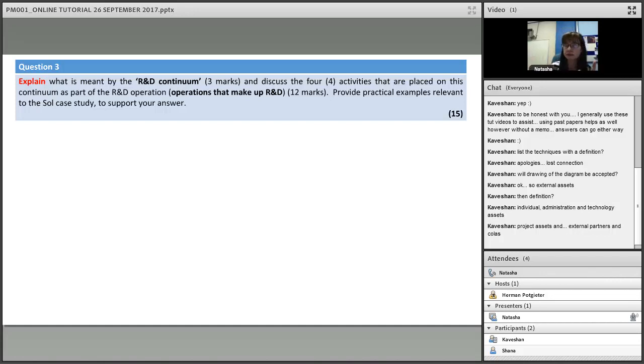Now, here's another part of the question. Provide practical examples relevant to the given case study to support your answer. Don't worry, you will get the case study. In this case, it was the Heineken Sol case study to support the actual question. So what I need to know from you is how are you going to approach this question? Kaveshan, over to you. Students, if you are watching this at a later stage, take some time to fully understand what you are going to do when you approach this question before you continue to the answer. Kaveshan, over to you.